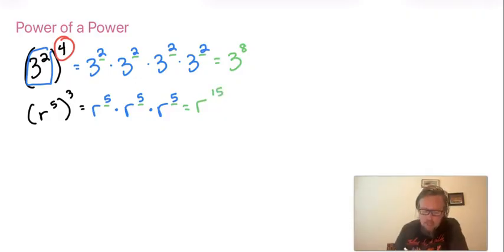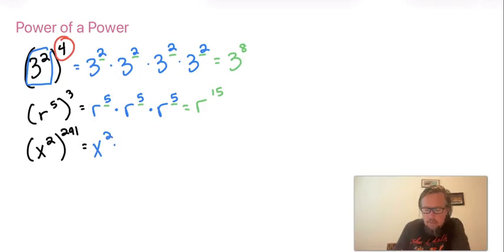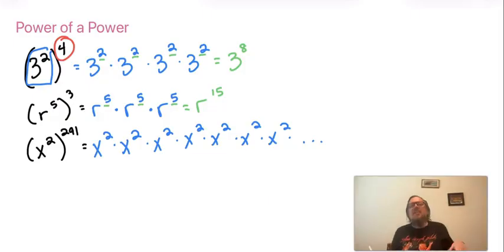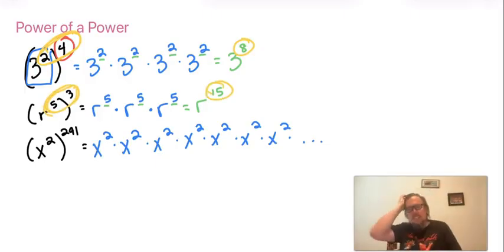Great. Okay. What if I wanted to do, let's say, x squared to the 291st power? That means x squared times itself 291 times. So I do x squared times x squared times x squared times x squared times x squared times x squared times x squared. And of course, I'm not going to do this 291 times, but hopefully you can see the pattern. When we had powers of 2 and 4, our answer had a power of 8. When we had powers of 5 and 3, our answer had a power of 15.